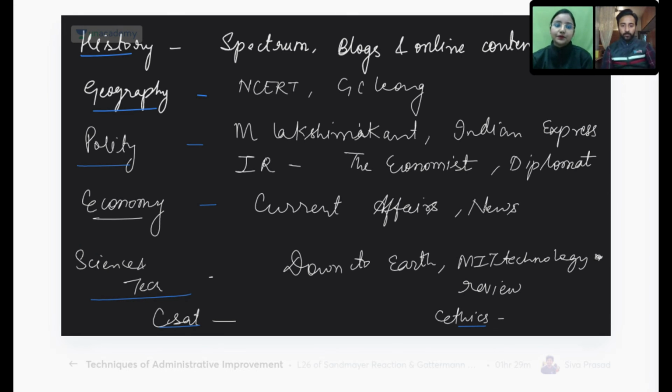What about CSAT, sir? So I didn't do CSAT because I had a very mathematical background. I didn't need to do CSAT, so that's something I didn't prepare for. Okay. And for ethics? For ethics, again, no specific book.